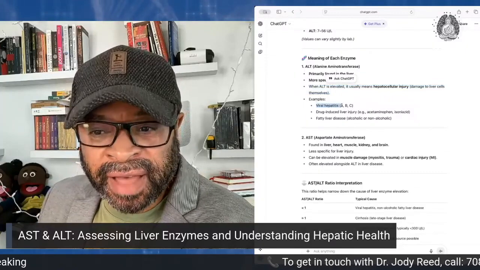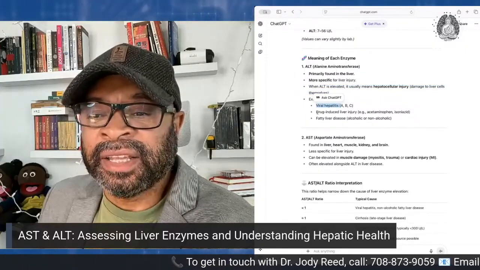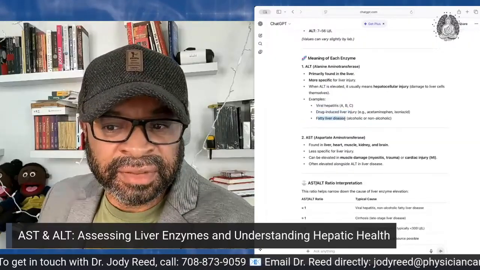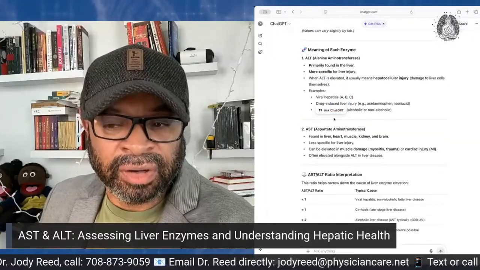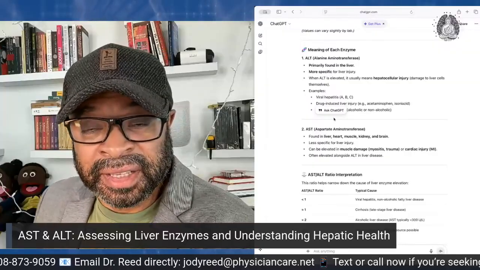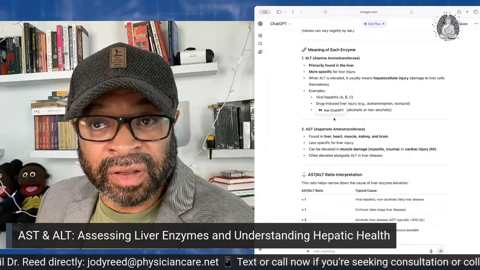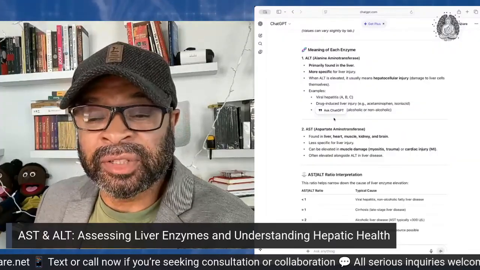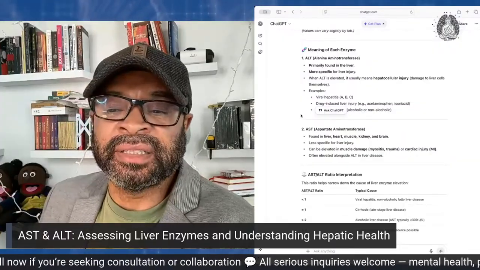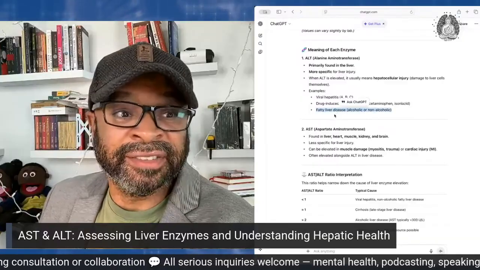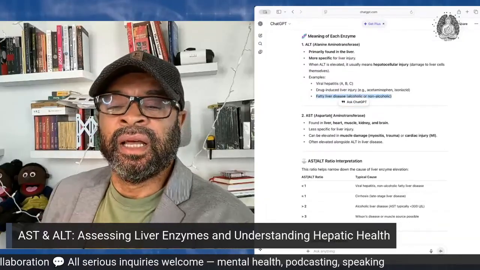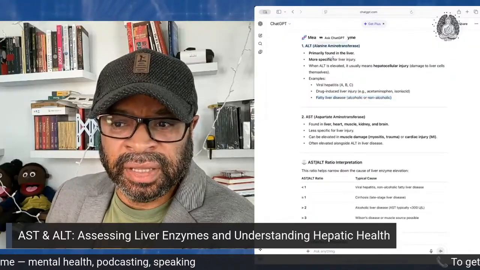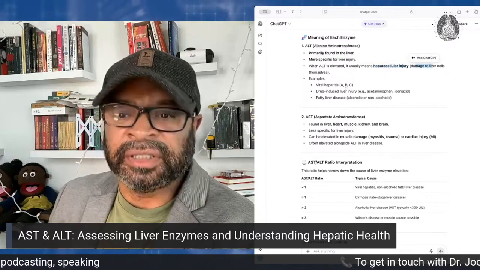For example, viral hepatitis, drug-induced damage, and fatty liver disease, such as alcoholic steatosis, right? Excessive alcohol intake causes malfunctioning in fat metabolism. As a result, you get a buildup of fatty deposits, causing steatosis and fatty liver disease. So this ALT is hepatocellular, the liver cell damage.